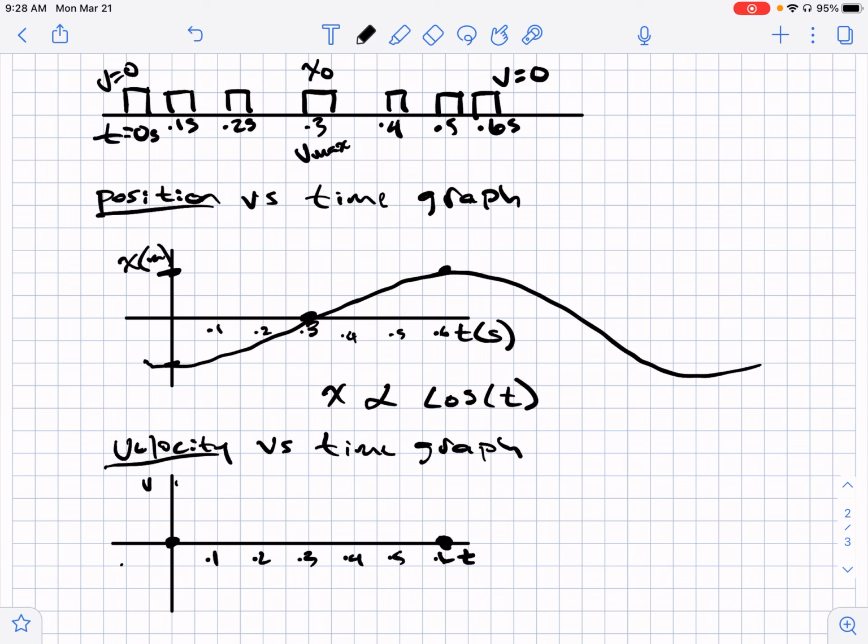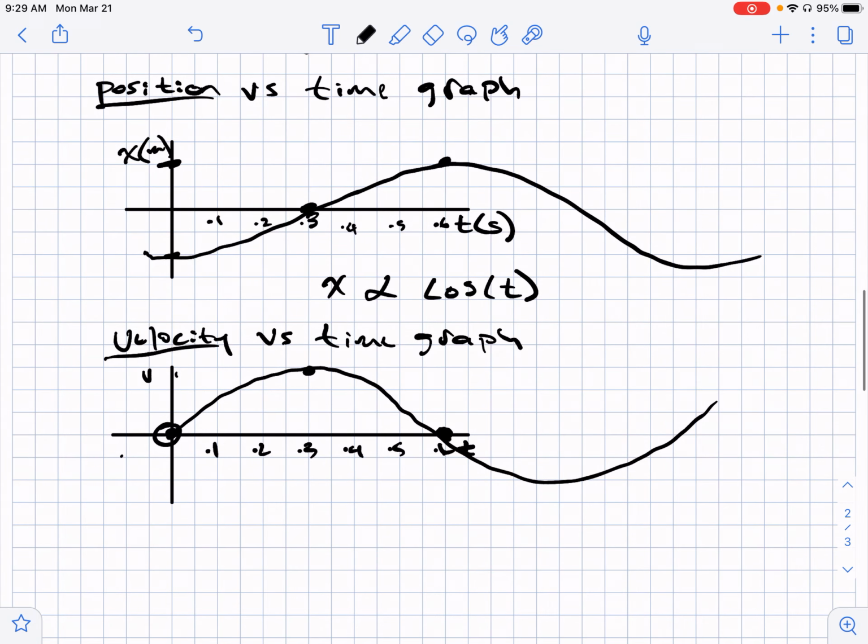So how I would graph it on here is at 0.3 seconds, that's my maximum velocity, so I'd have a dot right up there. And if we just continue this, what we end up with is a graph like this. We're starting at 0, so this is a sine graph. So the velocity is proportional to sine t.